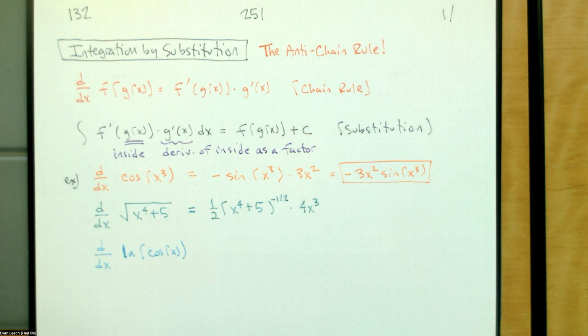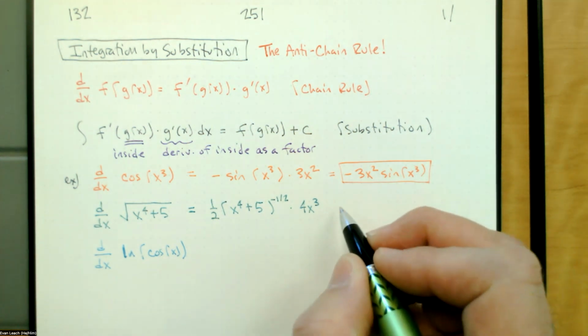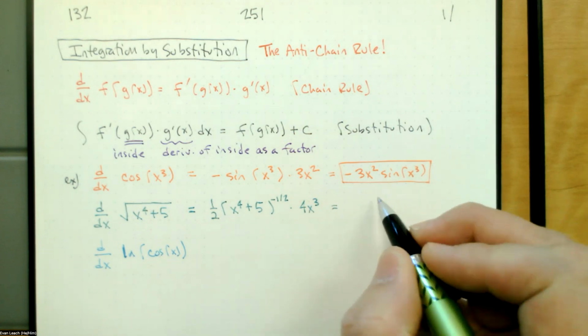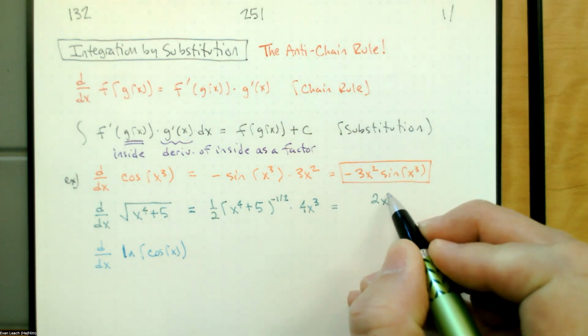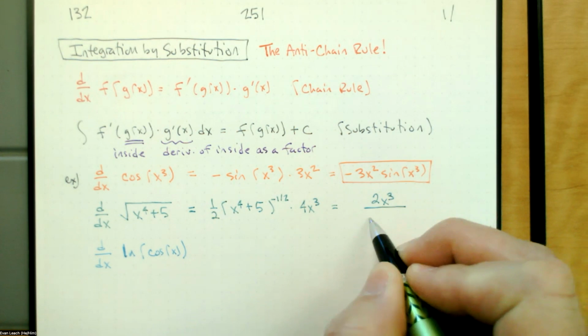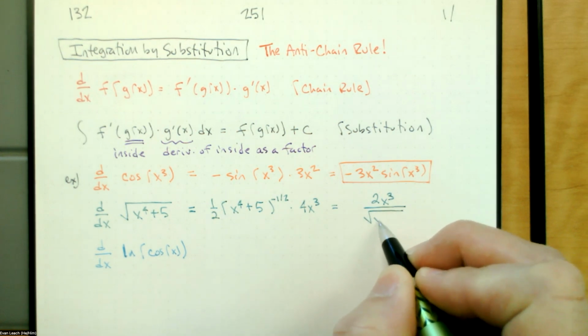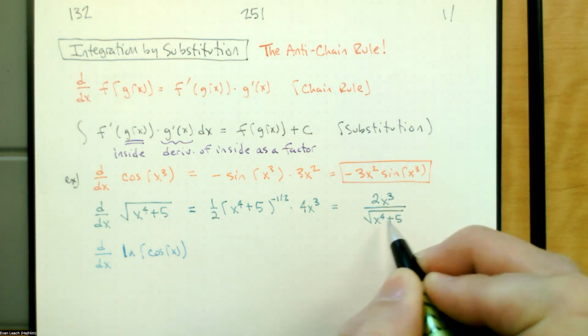If we want to clean this up a little bit, I've got a negative exponent and it's a fraction exponent. I've also got a 1/2 and a 4, so we could clean this up and make it a little more aesthetically pleasing and have 2x cubed over the square root of x to the 4th plus 5.